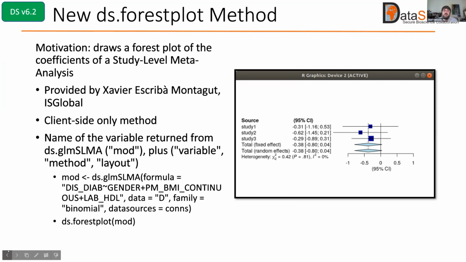What you would do is create yourself a GLM SLMA object model, and then you can invoke this operation on it to cause it to be plotted. There are a number of additional arguments you can pass: variables, the method, and the layout, so you can customize the graphics you have.